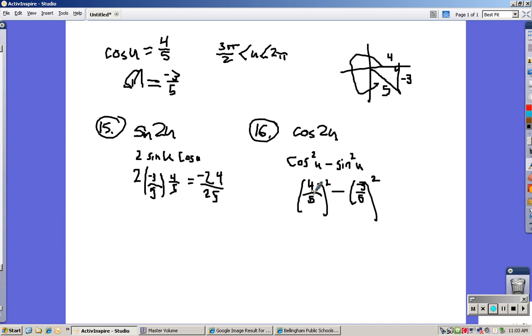Boy, that's ugly. 4 squared is 16. 5 squared is 25. Minus -3 squared is 9. And my 5 that looks like a 6, if you square it, it's 25. And now all that I have to do is that final subtraction. 16 minus 9 is 7. So 16 25ths minus 9 25ths is 7 25ths. My 7 looks like a 3. All right, done.